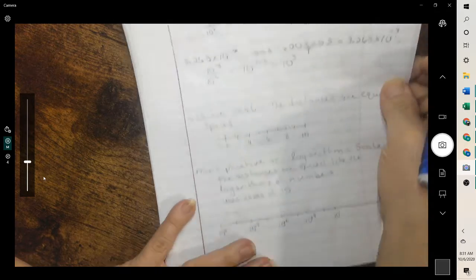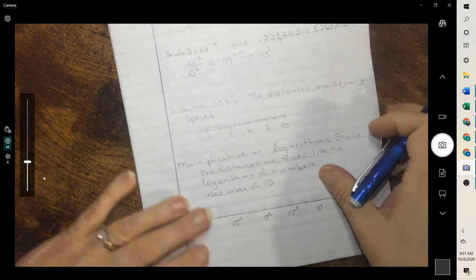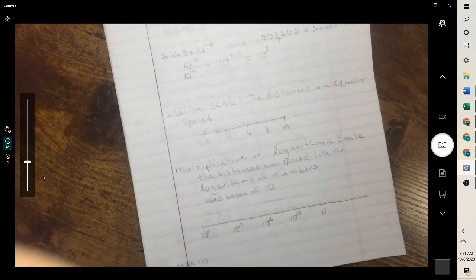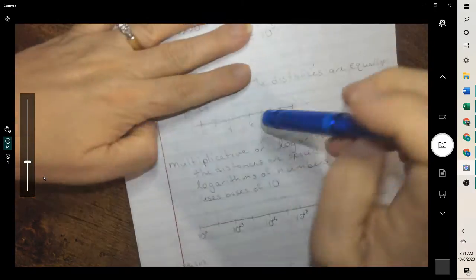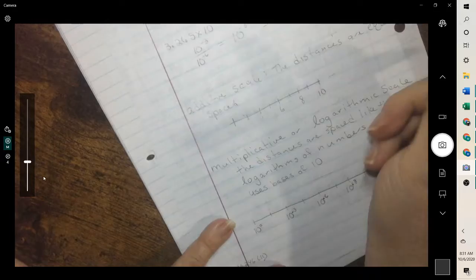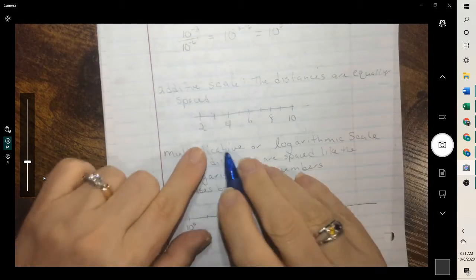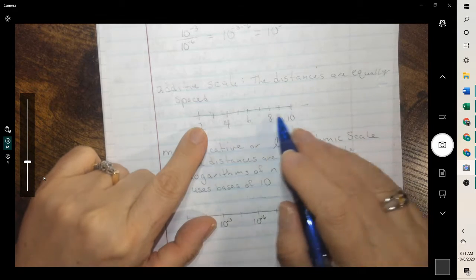There's two different scales we're going to look at. One is an additive scale. When you're working with an additive scale, the values are evenly spaced. 2, 4, 6, 8, 10. They're broken down evenly.